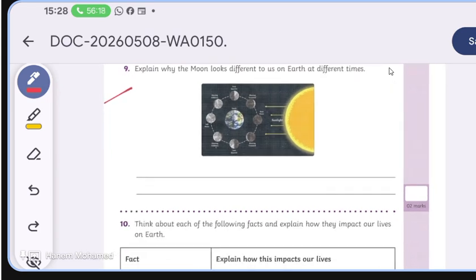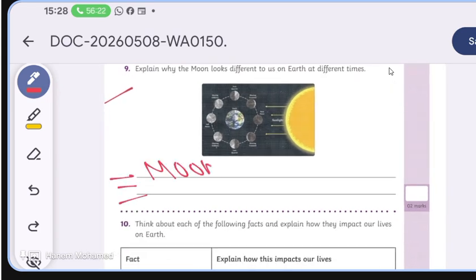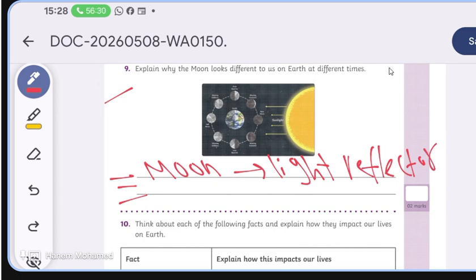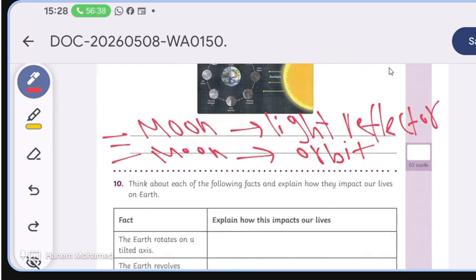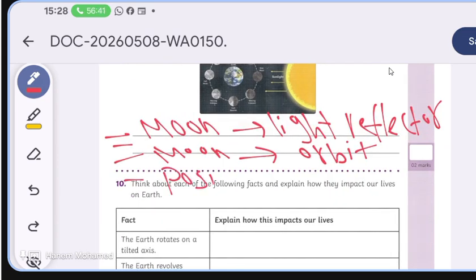So now you have to explain 3 points. Of course, I will write the shortcuts. For the moon, you have to explain that it is a light reflector. That's why we can see it lit. You have to say that the moon is going around the Earth in an oval or elliptical orbit. And then you have to say, according to the moon's position, we can see different phases of the moon. Okay.